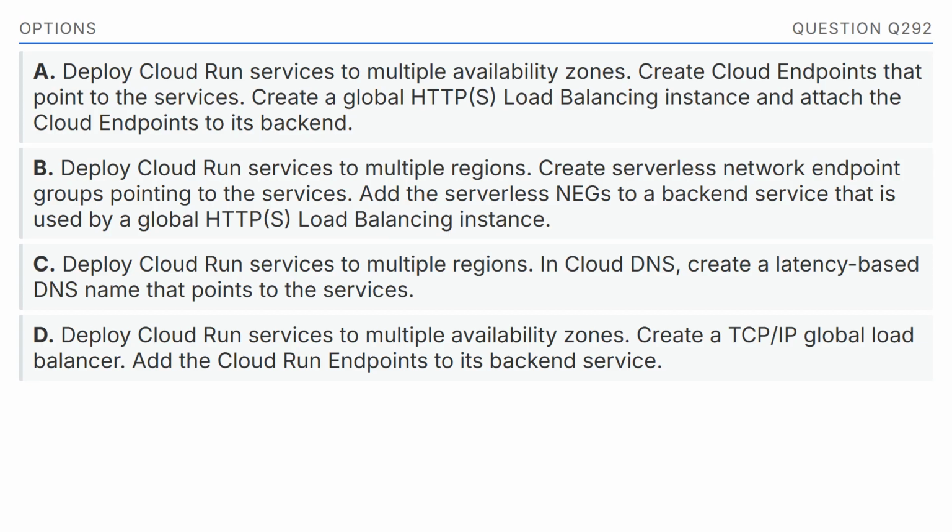Option C, deploy Cloud Run services to multiple regions. In Cloud DNS, create a latency-based DNS name that points to the services. Option D, deploy Cloud Run services to multiple availability zones. Create a TCP/IP global load balancer. Add the Cloud Run endpoints to its backend service.